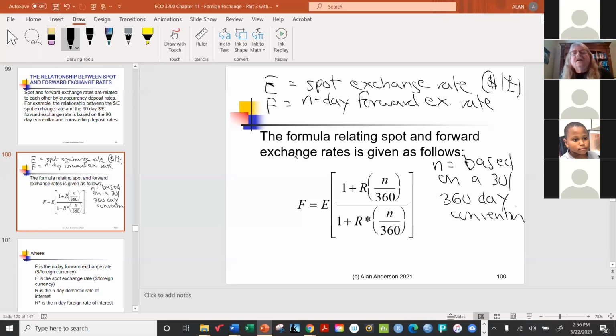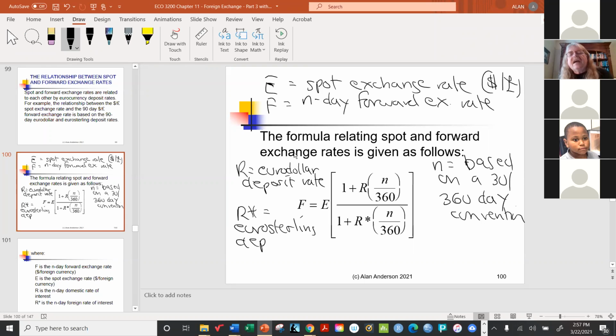So then we have R. That would be the eurodollar deposit rate. And then in this case, R star is the euro sterling. The prefix euro simply means outside the country of origin.